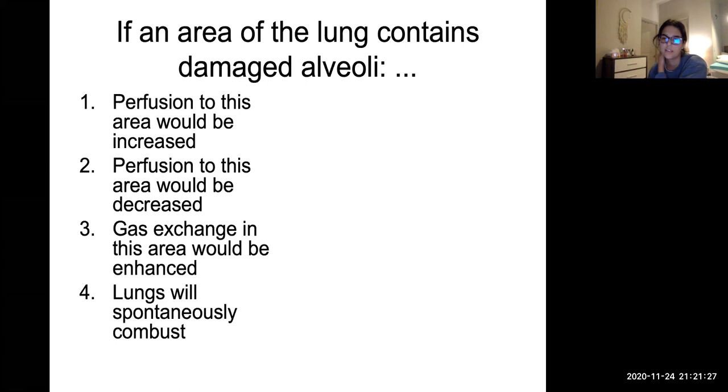Like Jocelyn just said, in order to keep ventilation and perfusion the same, you're going to constrict vessels that go to damaged alveoli, and you're going to dilate vessels to go to functional alveoli to deliver blood to them, which is perfusion. So perfusion would be decreased to a damaged alveoli. I was right. So it'd be 2.